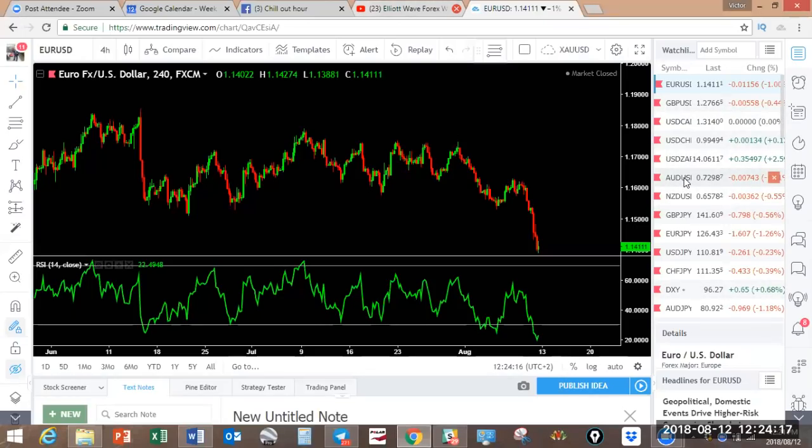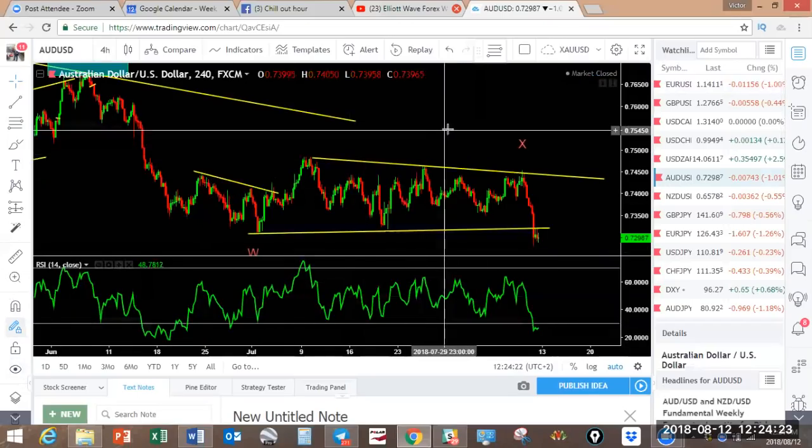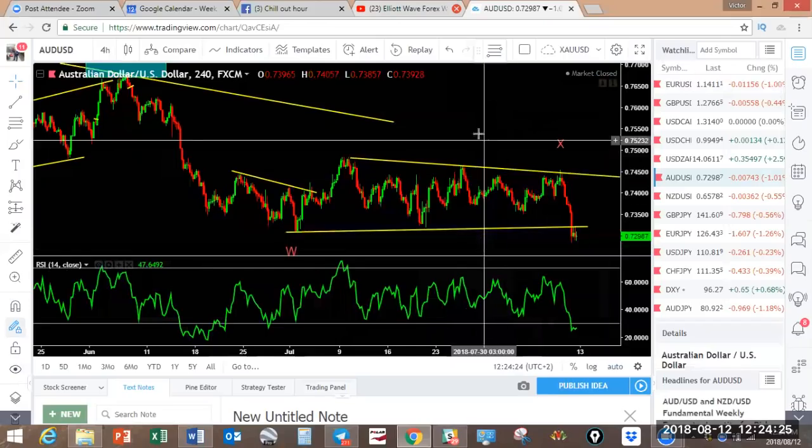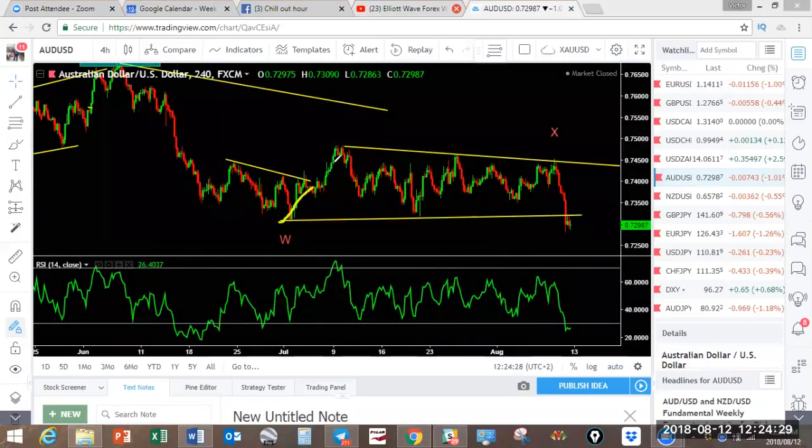So now let's look at the other triangles that we discussed last week, and that was AUD US dollar, exactly the same thing. So this one we looked at last week. If you watched the video last week, we looked at this triangle as a 1, 2, 3, 4, 5, and then you're getting this move to the downside. Here you're getting continuation.